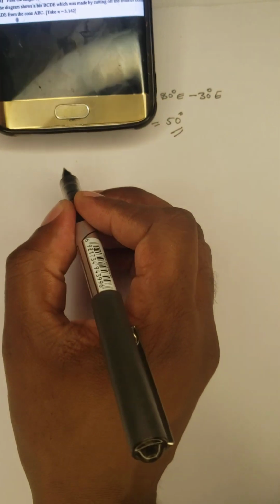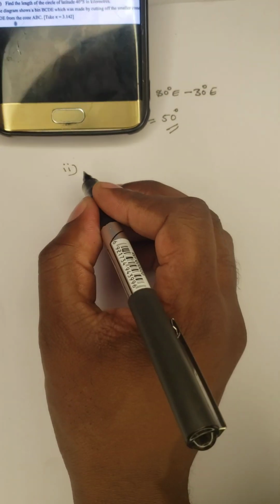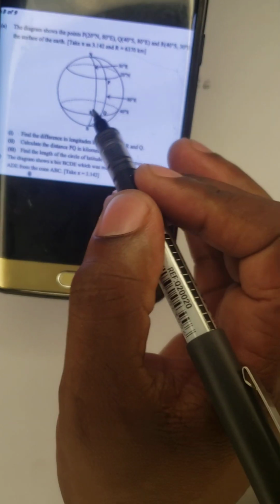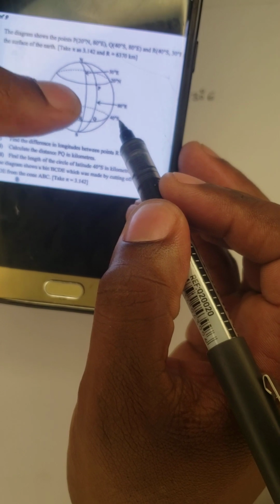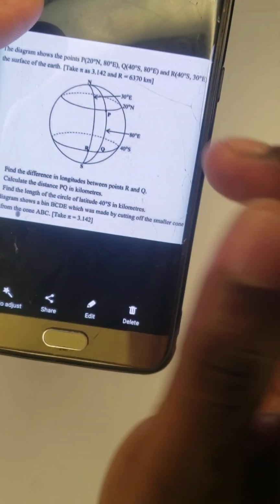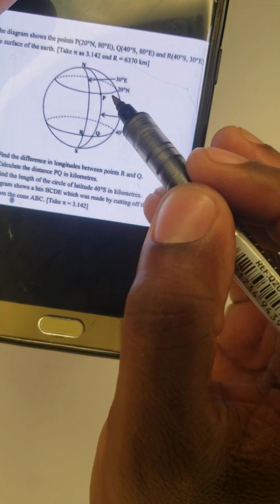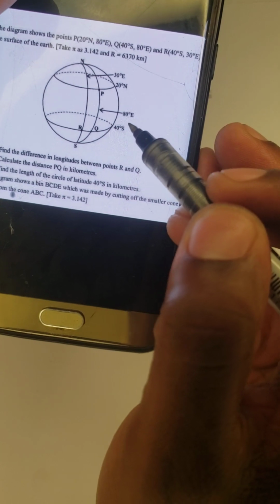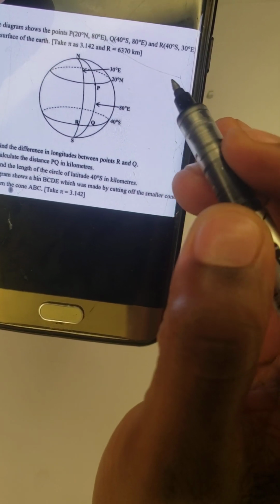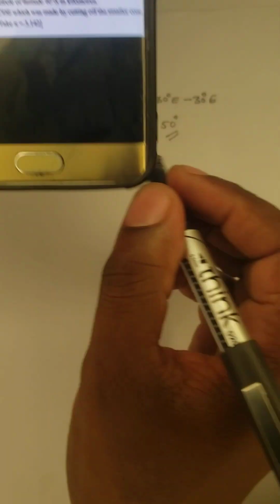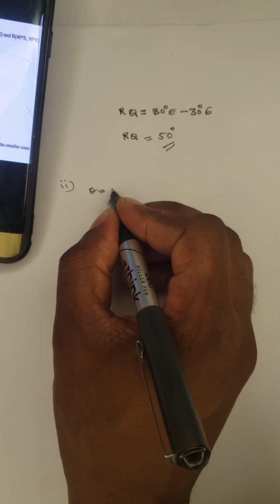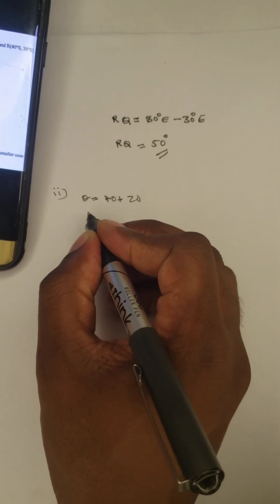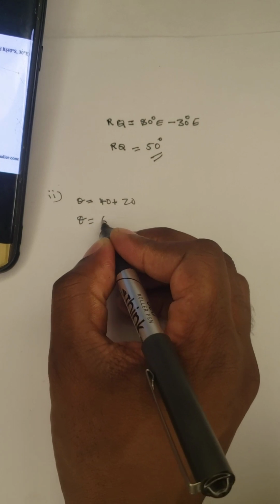So we are going to say, for this part 2, theta is equal to the difference in latitude, because Q is in latitude 40 degrees south, and P is in latitude 20 degrees north. So we have 20 degrees north and 40 degrees south. Because these two are in different hemispheres, northern and southern, we are going to add. So we say 40 plus 20, so our theta is equal to 60 degrees.